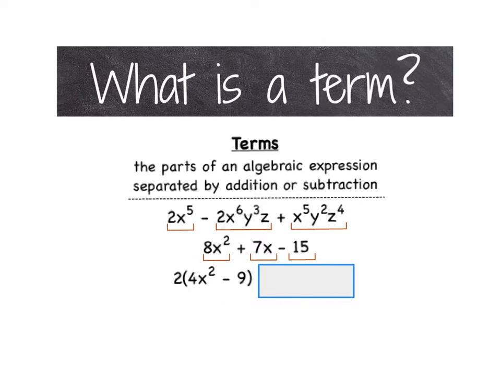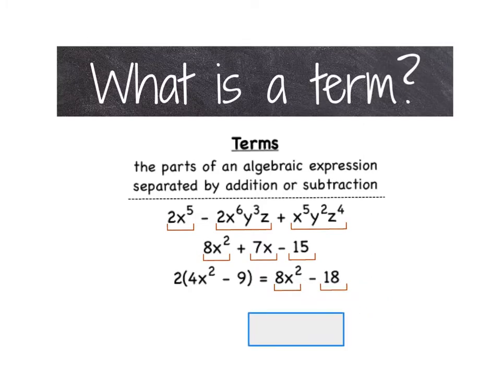Now what could we do to change that? Well, we could distribute. Now I don't really want the equal sign there because it's not an equation, we're not solving, but I'm just showing you that I distributed the 2 into the parentheses, and now I have 2 terms. So we had one term on this side, and when I distributed, we have 2 terms because now the parentheses is gone and I can see that minus sign. So I have one term is 8x squared and one term is 18, and they are not like terms. I hope you guys know what like terms are.